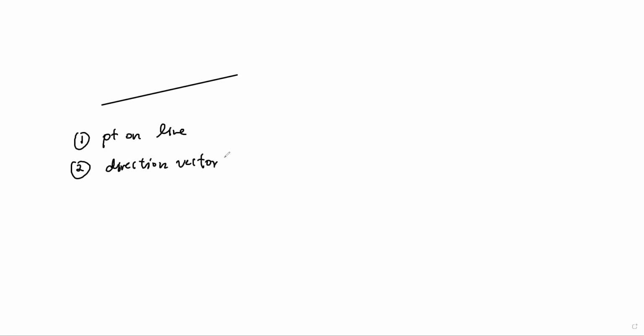So what is this direction vector? It's basically a vector that is parallel to the line. So we need a vector that is parallel to the line.